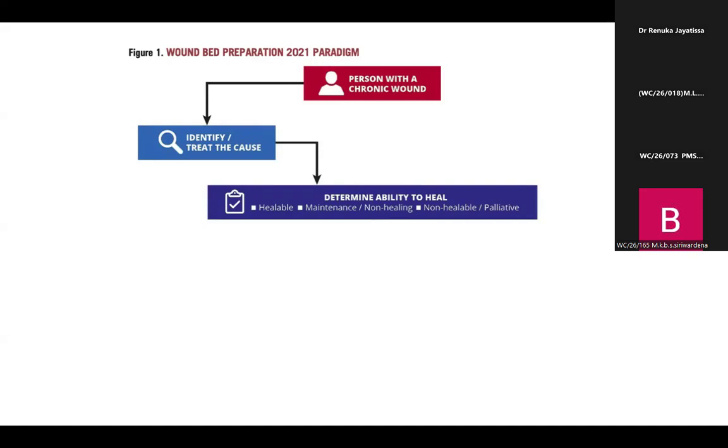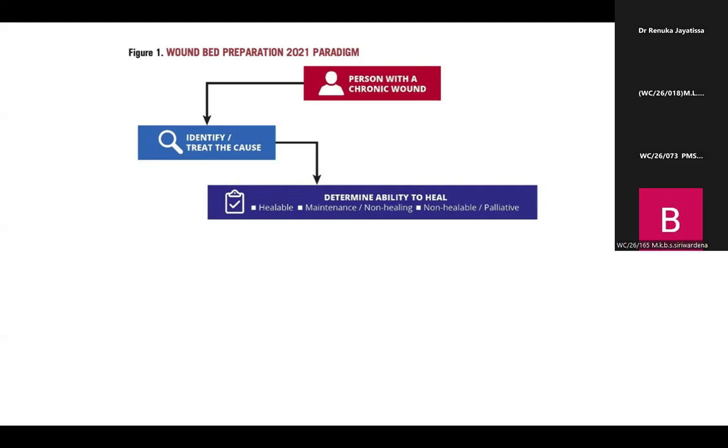Once that is done, you need to think about whether you are able to heal this wound. Is the wound healable? Is it worthwhile doing it? All that is important. Some wounds are not meant for healing. They're meant for palliation. Sometimes the wounds can be maintained.